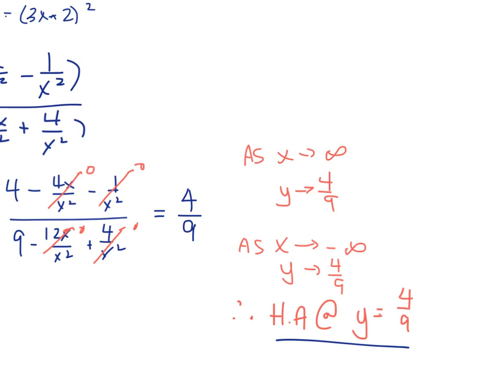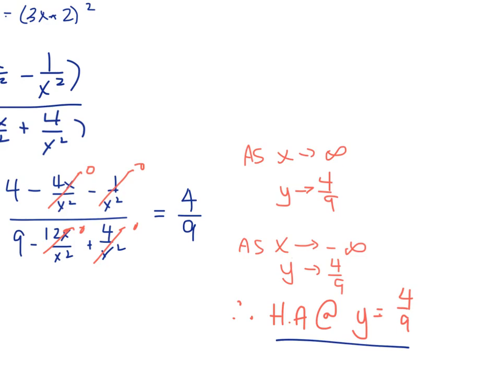So I actually just wrote out that final answer for this question a little bit nicer. As x goes to infinity, y goes to 4 over 9. As x goes to negative infinity, y goes to 4 over 9. So therefore, we have a horizontal asymptote at y equals 4 over 9. That makes it clear what the final answer actually is for this question.